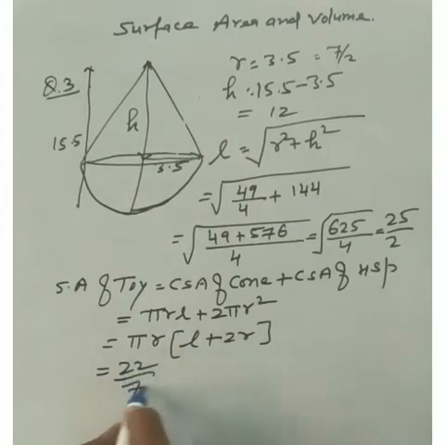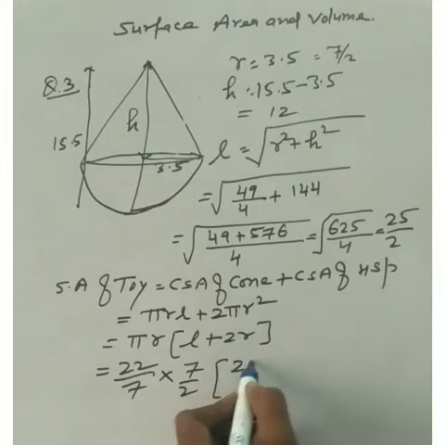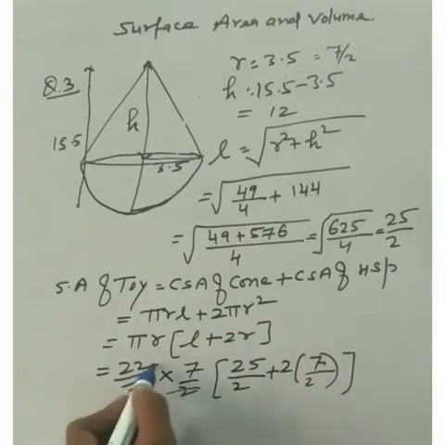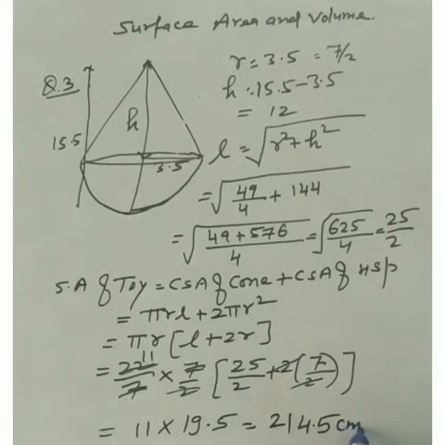Pi is 22/7. r is 7 upon 2. l is 25 upon 2 plus 2 into 7 upon 2. 2 cancel, 11, 7 cancel, 11 into 25 upon 2, 2 cancel, 25 upon 2 is 12.5, 12.5 plus 7, 19.5. 11 into 19.5 is 214.5. 214.5 centimeter square is the surface area of this toy.